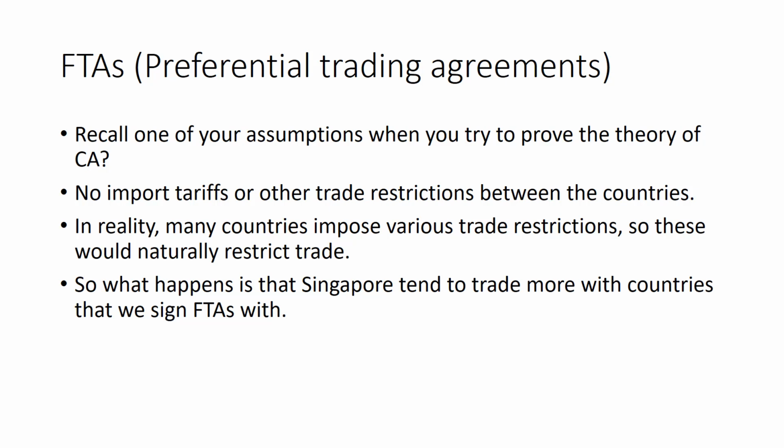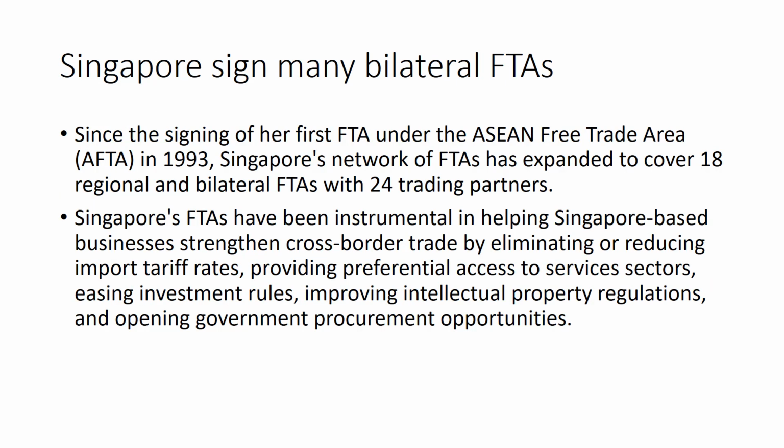First point is this. Singapore tends to trade more with countries that we sign FTAs with. Why is this? If you recall, one of your assumptions when you try to prove the law of CA is that there's no import tariff or trade restrictions between countries. However, in reality, many countries impose various trade restrictions, so these would naturally restrict trade. So we tend to trade more with countries that we sign FTAs with. So this explains one aspect of our geographical composition of trade.